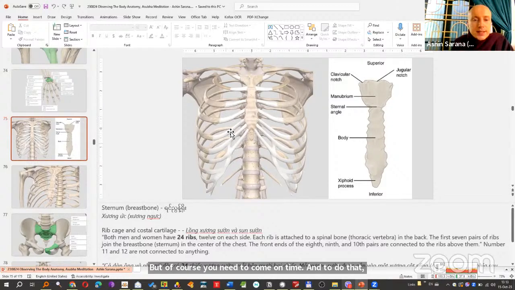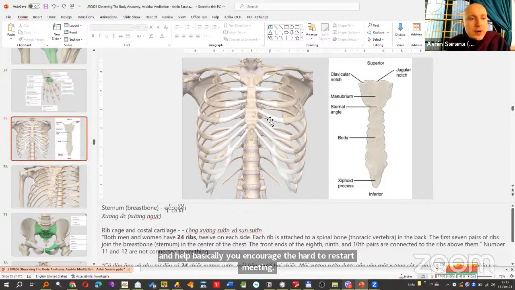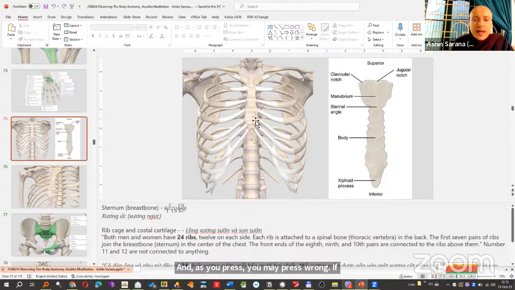So you press their chest at the position of the heart and, basically, you encourage the heart to restart beating. And as you press, you may press wrong. If you press at the point of the xiphoid process, then not only may the person still die if you're not successful, but you may also break their xiphoid process. So the problem may get even worse.